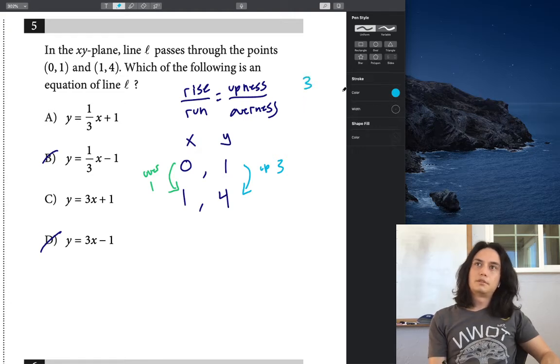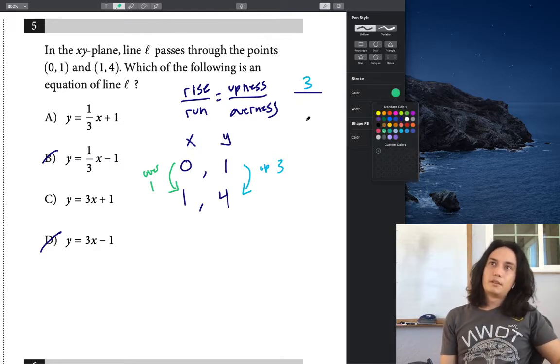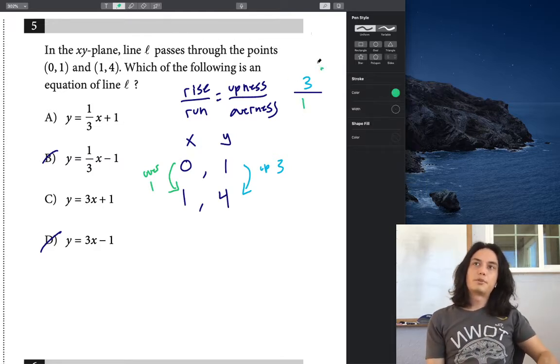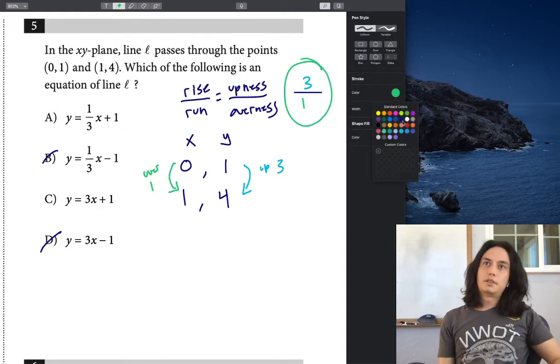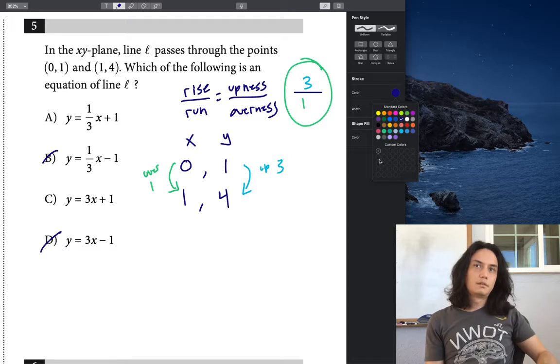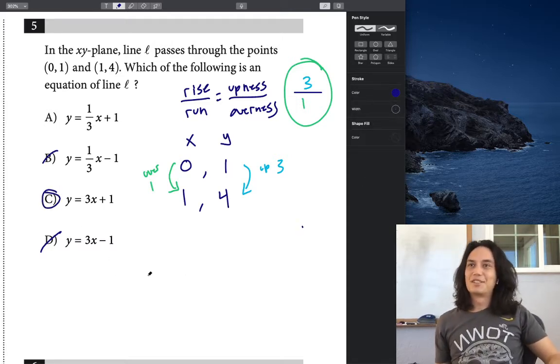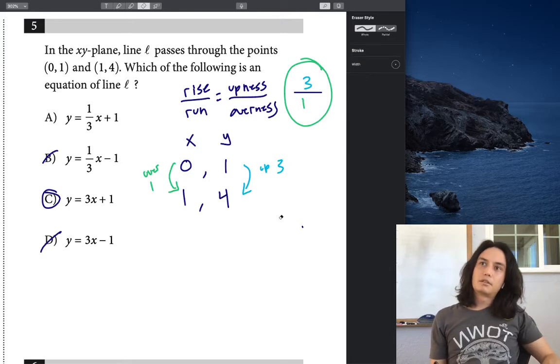So it's going to go up 3 over 4. Or sorry, oh my god, I'm so dumb. Up 3 over 1. The slope is 3. C is right. All right. Hopefully that's right. Is that right? Oh my god, I looked at the wrong question. I thought I was wrong. All right. C is right. Cool. All right. Question 6.